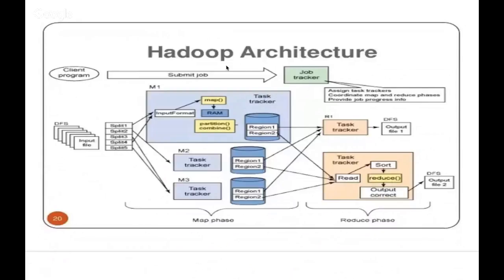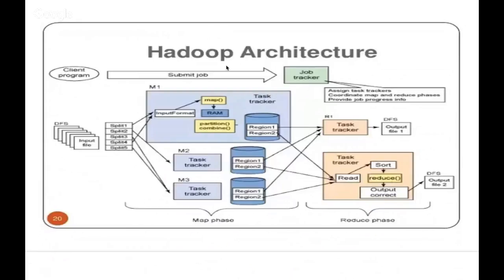The client program is the client, like me, you, any general people, and we are submitting some kind of jobs, which are going to be taken care of by the job tracker. Here, if you see the input file, there is a DFS, or distributed file system. This input file gets split into a number of chunks, as you can see: split 1, split 2, split 3, and so on.